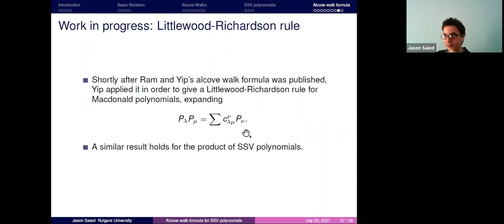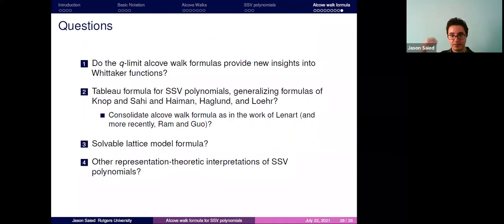And you can do a similar thing in the SSV setting, and that will be out fairly soon. So that's what I wanted to talk about. I thought I would end with some questions I have about SSV polynomials that maybe would get people interested.